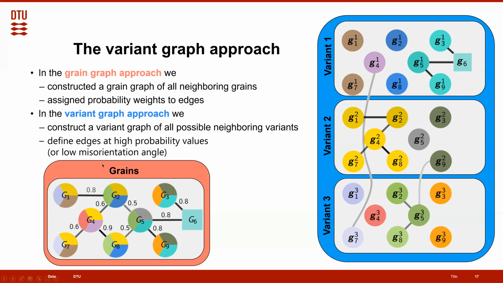What we then do is no longer put probability weights everywhere, but define edges at high probability values. So let's say non-zero probability values, or probability values that are larger than a slight threshold. This way, we can connect directly the parent variants of different neighboring grains without generally connecting the grains with each other. So in a way, one could say that the variant graph is a generalization of the grain graph, or that the grain graph is a specialization of the variant graph.